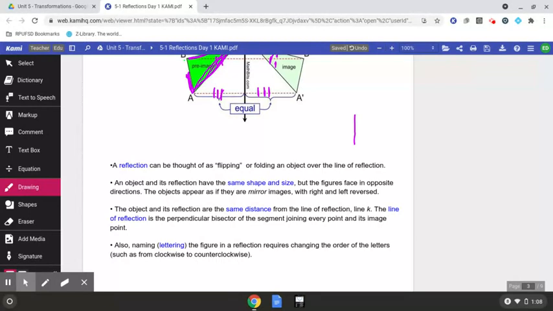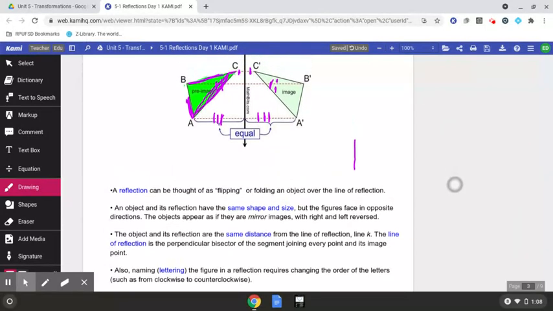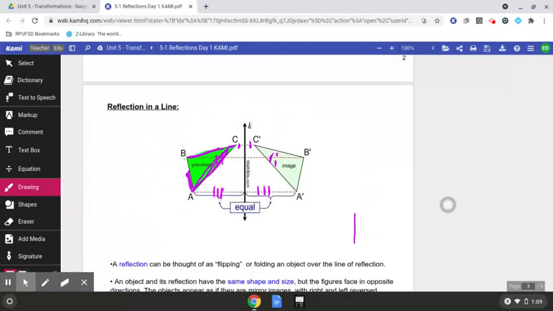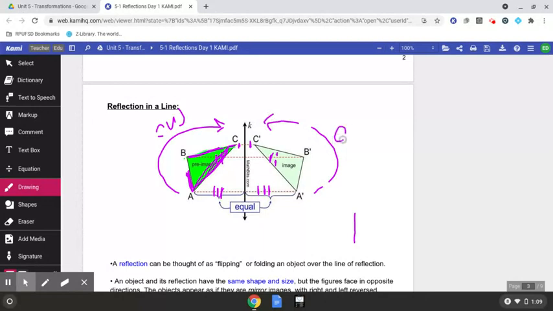Also, naming the figure in a reflection requires changing the order of the letters, such as from clockwise to counterclockwise. So basically what it's saying is if you named this ABC on the left, when you name it the other way, it's flipped. So you're reversing the way you're saying it. ABC is now the opposite direction. It starts on the bottom. So this one moves counterclockwise the way you read it, ABC. When you read this one, you're going backwards and you're saying it's counterclockwise, ABC.